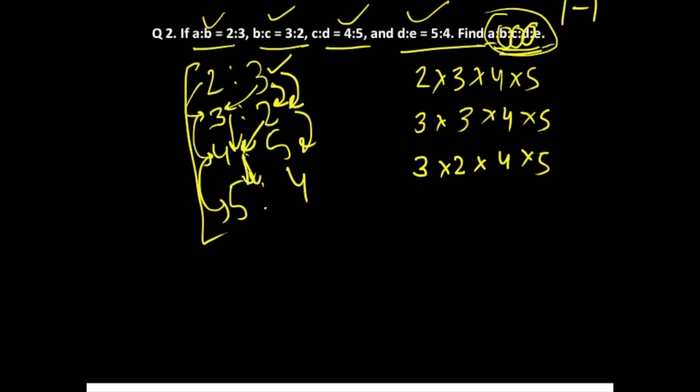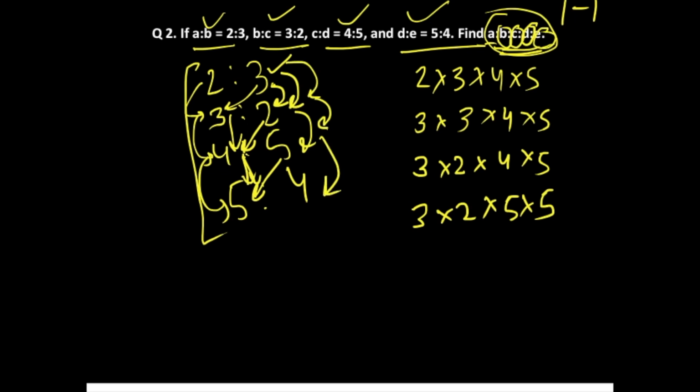So 3 into 2 into 5 and then the cross. So write it as 3 into 2 into 5 into 5 again. Now in order to find E, again we'll multiply the extreme ends: 3 into 2 into 5 into 4. So this will give you E. So these become our updated terms. Write them in their original format.